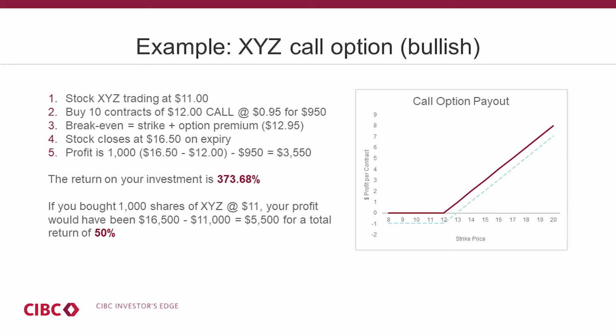Let's say the stock closes at $16.50 on expiry. Our profit is calculated by subtracting our break-even price of $12.95 from the current stock price of $16.50 and multiplying it by our share exposure of 1,000. This gives us a profit of $3,550 on an investment of only $950. If by comparison we purchase 1,000 shares of XYZ at $11, the same stock price of $16.50 would generate a return of $5,500 or 50% over that same period of time.